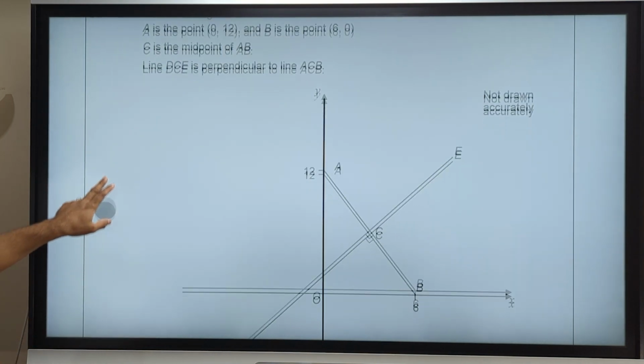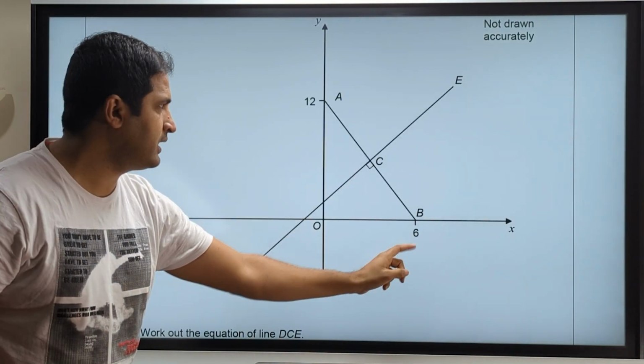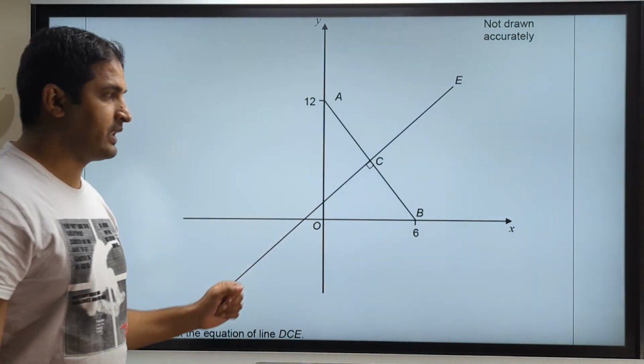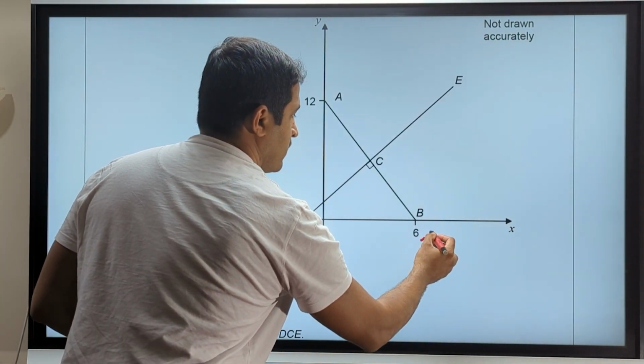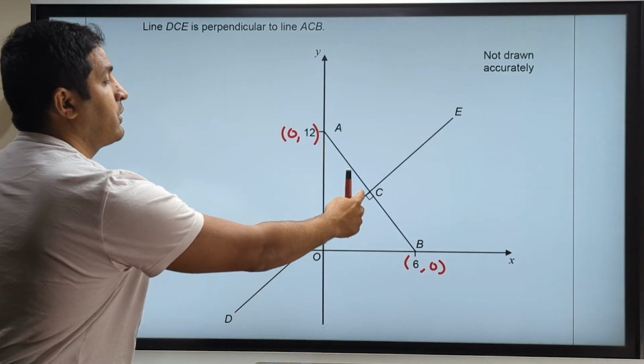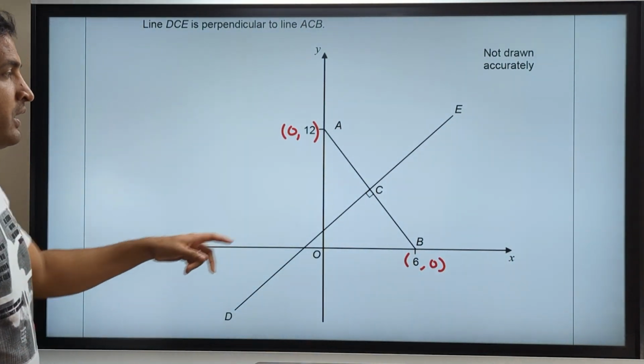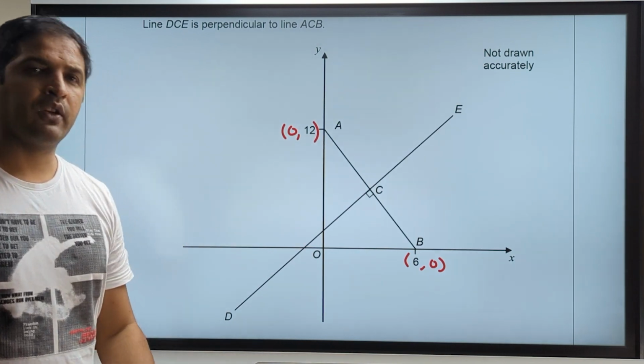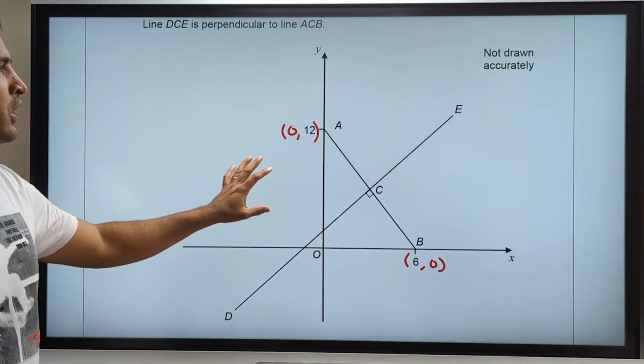ABC is a straight line. That's ABC there. That's 12, that's 6. We know the coordinates, that means this is 6, 0. And we can work out the coordinates of the point C. So let's work out the coordinates of point C first, and then we can work out the gradient. It's entirely up to you which one you want to do first.